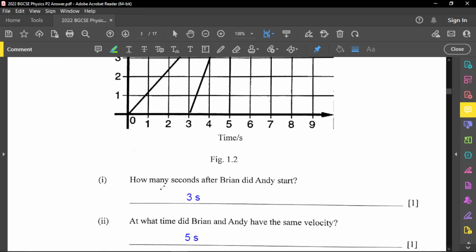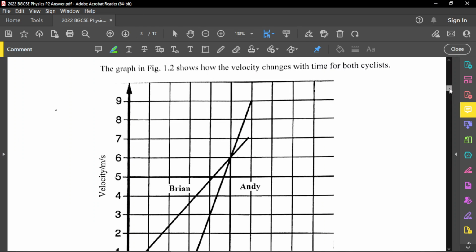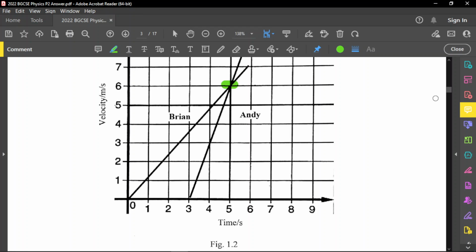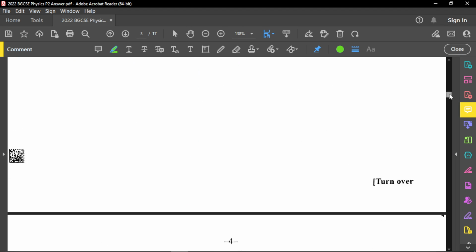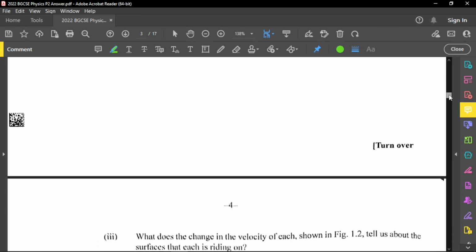The first part of the question is how many seconds after Brian did Andy start? If you look at it right here, it is 3 seconds after. So notice the difference in the line. Next, at what time did Brian and Andy have the same velocity? If I go back to the graph here, this will be the same velocity right here. If you match up the time with that, then that will be 5 seconds. So at 5 seconds, they both have the same velocity.